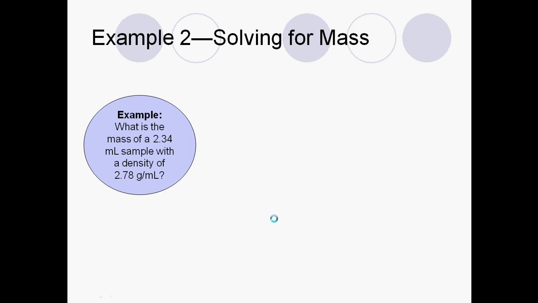If we were going to solve for mass, in this case it says what is the mass, so we know that's what we're solving for. Of a 2.34 milliliter sample, it has a label of milliliters, so we know that that's going to be the volume. And it says a sample with a density of 2.78 grams per milliliter. So again, it tells us its density, but we also see this label of grams per milliliter, so we know that is density. So again, we know 2 out of the 3 variables.